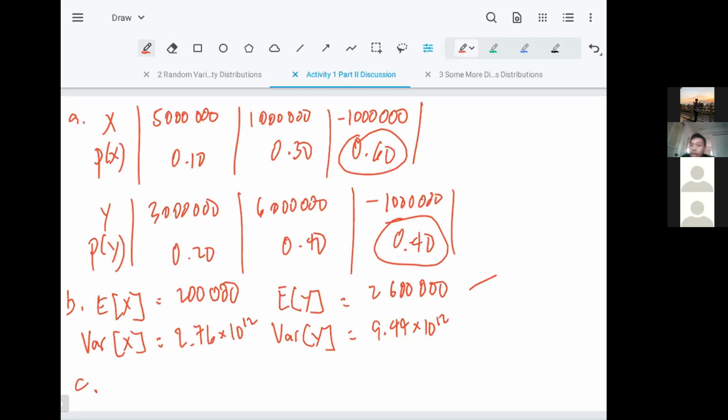Yun, so thank you. So yeah, it's obvious. Mukhang mas okay si investment 2. Pag tinignan mo yung variance niya, mas malaki yung variance ni Y. So mas erratic, mas malaki yung range ng values, but they revolve around a higher center eh.